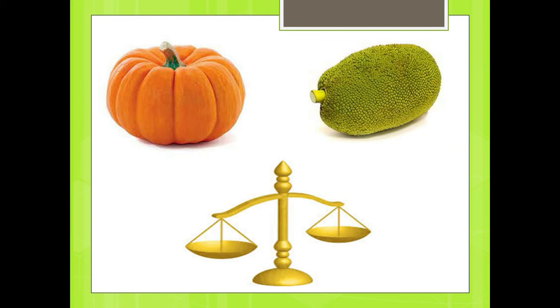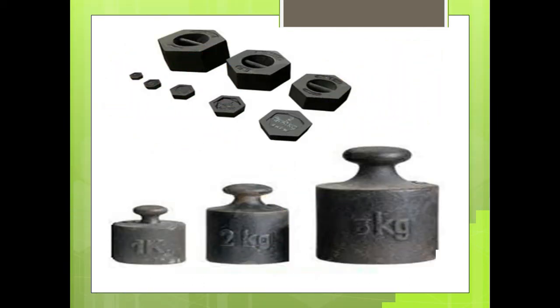In this case only, we have to use the weighing machine, that is pan balance. This we can see in the provisional stores and supermarkets to measure the weight of the objects. These are measuring stones which are used to measure the appropriate measures of the things. This varies from small to large.